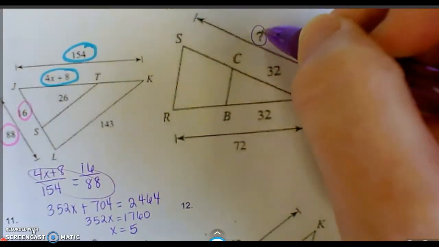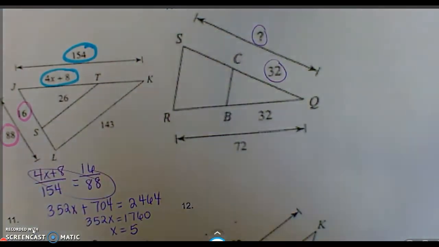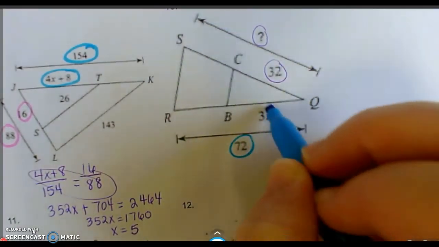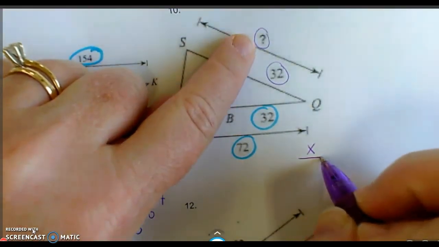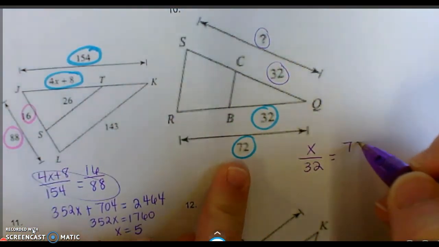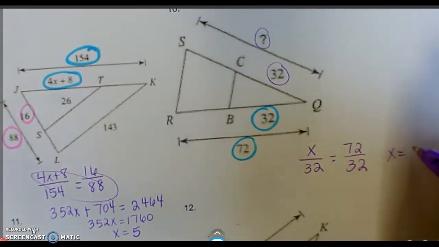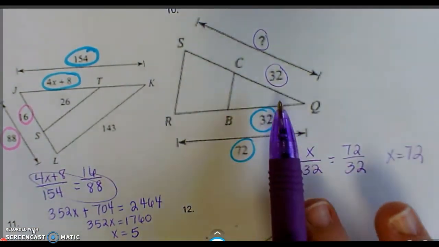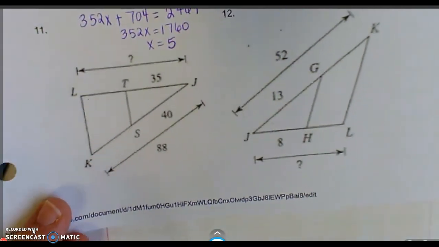So notice this is the big side of the whole one, so that means that goes together there. So that means we'll just use these two. Okay, so we have x over 32. X was the big side, so I know I need to start with the big side. This one's really easy to solve. You can do it by cross multiplying or just realize those two are the same size, so those two must be the same as well.